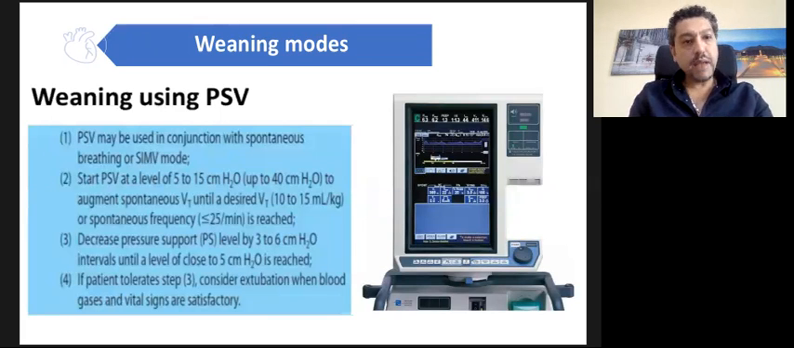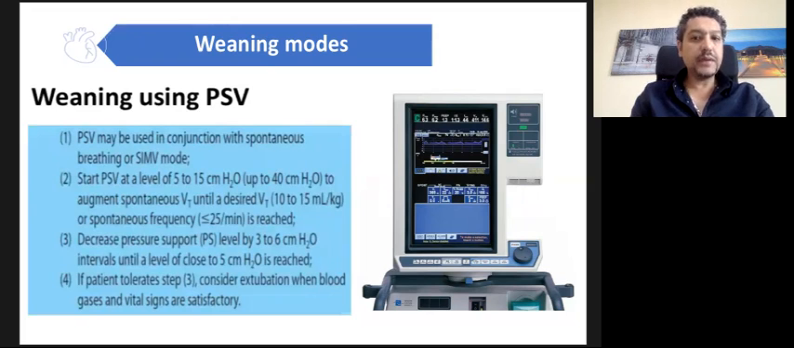So again, we talked about the pressure support ventilation in brief. Now, it's nice to put this illustration of the mechanical ventilator. This is a Bennett 840 model. And like I said before, the pressure support ventilation weaning mode can be used with either spontaneous or SIMV mode.